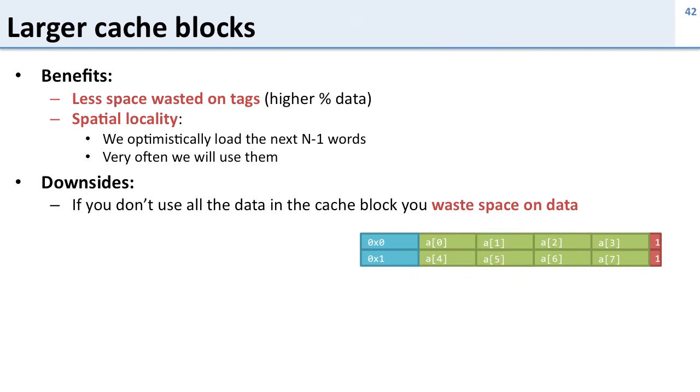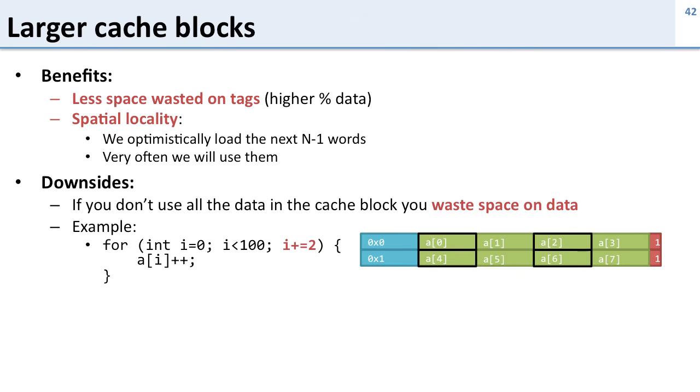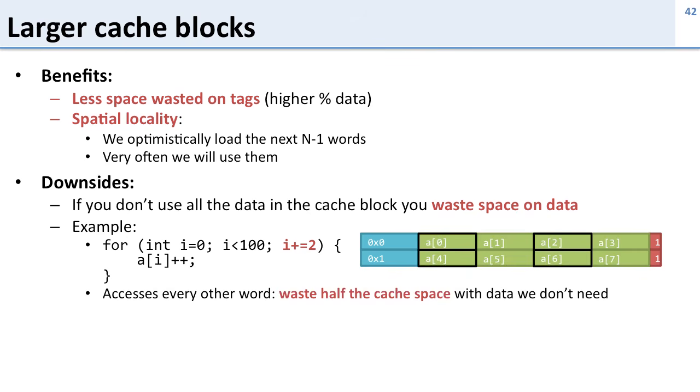So for example, here's 2 cache blocks with 4 words each. And you can see they have an array, A0 through A7. Imagine we have code that looks like this. We're walking through the array, but we're walking through it by incrementing by 2 every time. So this is the pattern in which we're going to access the data. What you can see by this is by having a large cache line, we've wasted half the space in the cache. If we had a smaller cache line, we wouldn't have loaded every other element, and we might have wasted less space.